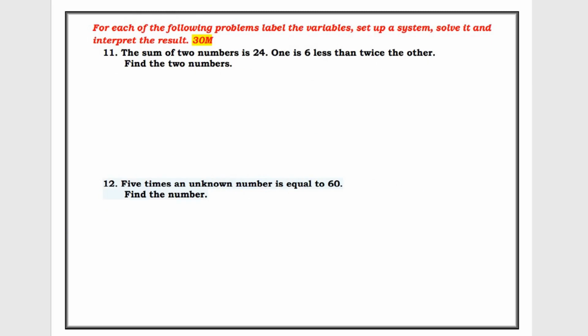Let's move to section 2. For each of the following problems, you have to label the variable. Any variable is fine, and set up a system and solve the equation. The sum of two numbers is 24. One is 6 less than twice the other. Find the two numbers.